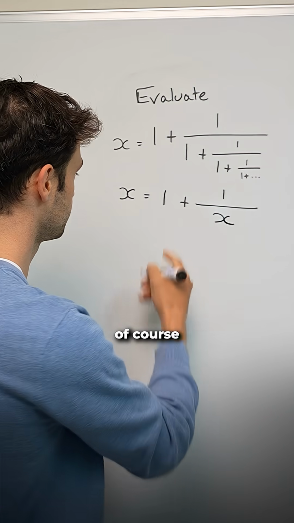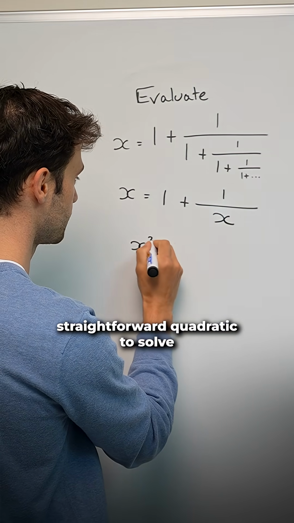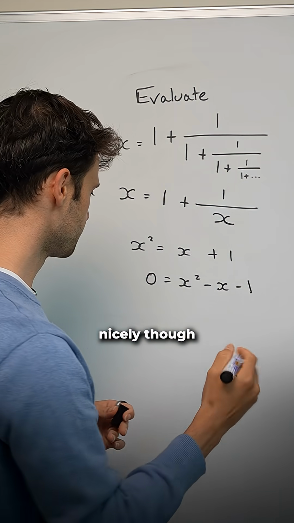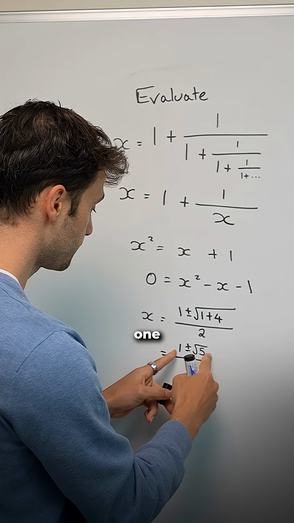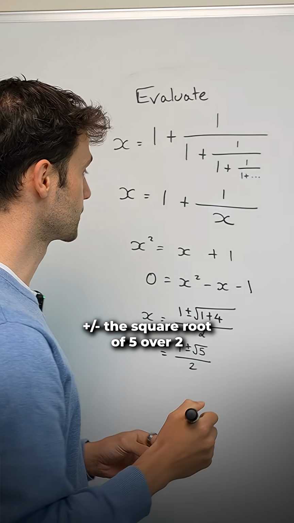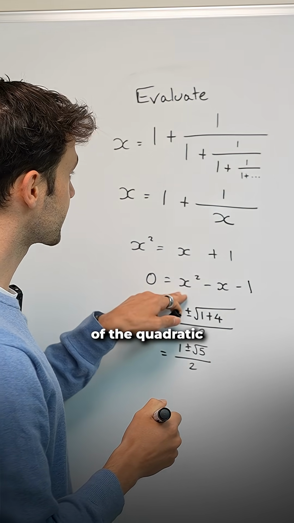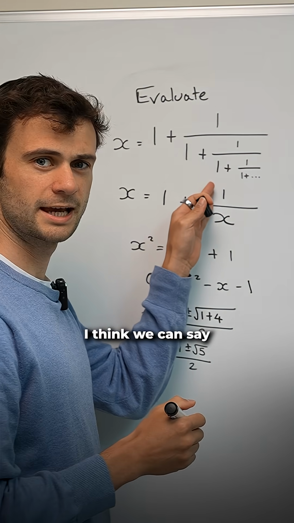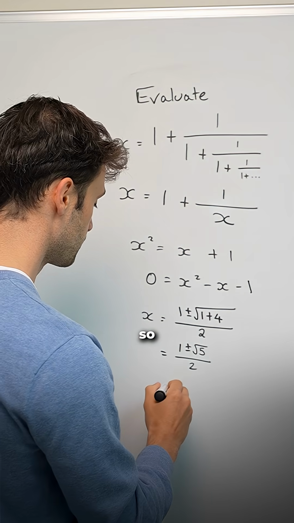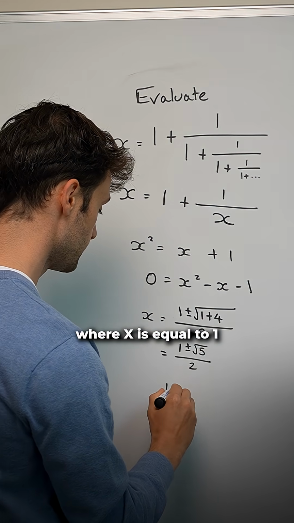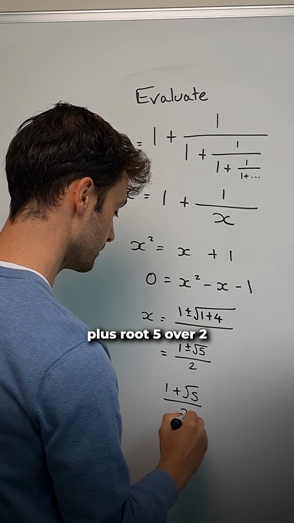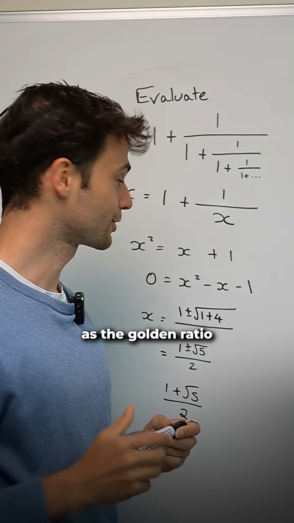And now, of course, this is a relatively straightforward quadratic to solve. It's not going to factorize nicely though, so we can use the quadratic formula. So we get the two solutions, (1 plus or minus the square root of 5)/2. Those are the two solutions of the quadratic. But if we look at this, I think we can say that this is going to be positive. So we get the one answer to x here, where x is equal to (1 plus root 5)/2. You may recognize this as the golden ratio.